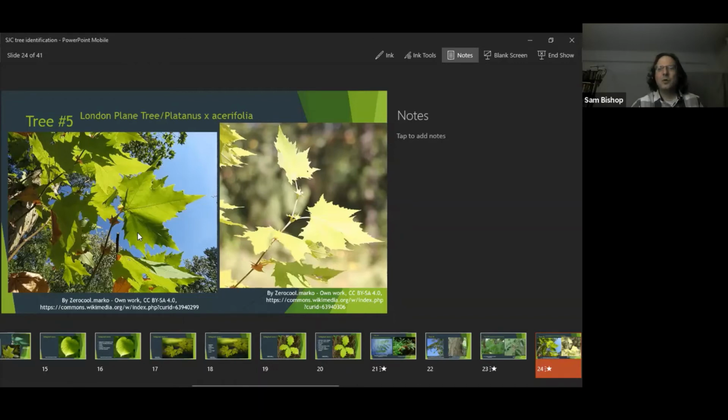Now, this is one of those places where those pesky, complicated binomial scientific names come in very handy. Platanus are the plane trees, and then acerifolia. Acer is the genus of the maple trees, and folia, like foliage. So literally maple-leaved plane tree, because the leaves look so much like a maple.